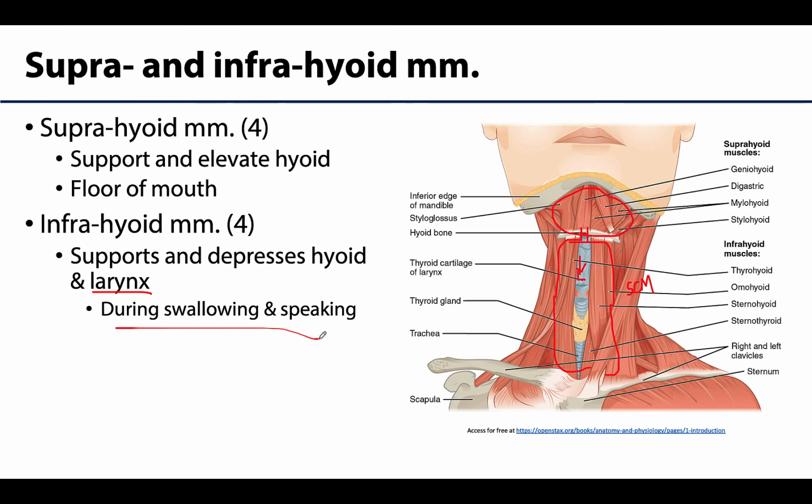But that's really important in allowing certain things to be in the place they need to be to allow for efficient swallowing and speaking. And one thing you can see in both the supra- and the infrahyoid muscles is that they can play a role in supporting and keeping the hyoid bone still. And that has a lot to do with allowing swallowing and speaking to occur efficiently.